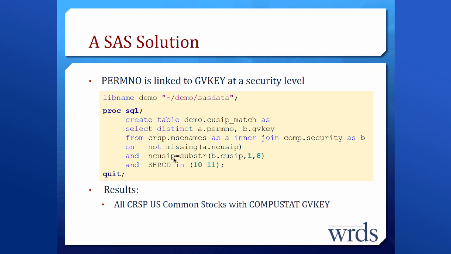is from CRISP, which is an 8-digit character identifier. I need to use the substring function from SAS to restrict the first 8 digits of QSIP from Compustat to be the same as the historical QSIP in CRISP. And then I restrict all securities to have security codes 10 and 11 from CRISP, which basically restricts the universe to US common stocks. And the result should be all CRISP US common stocks with GV key from Compustat.